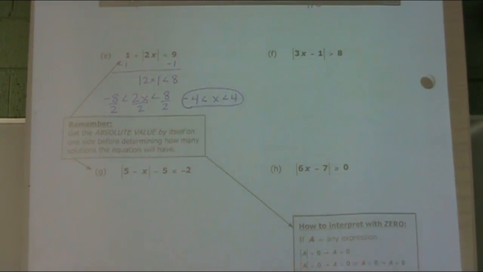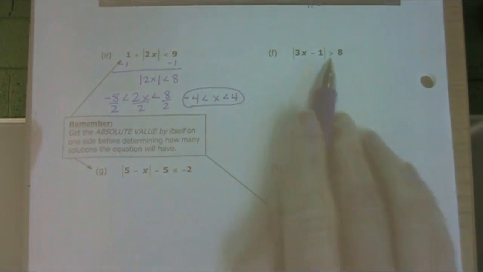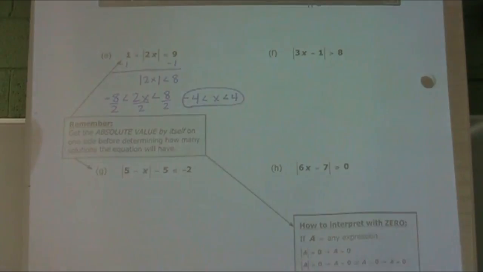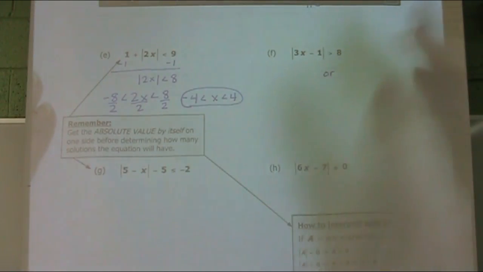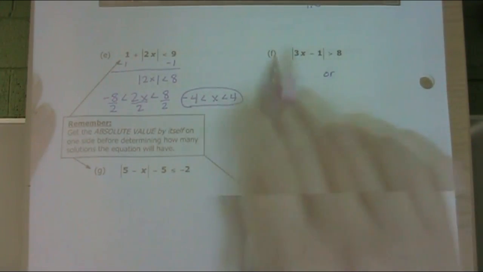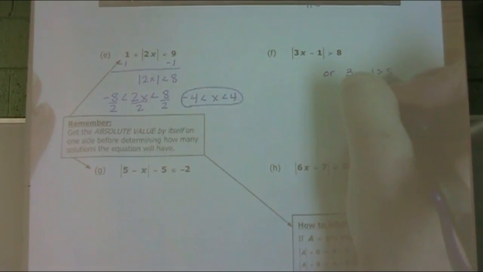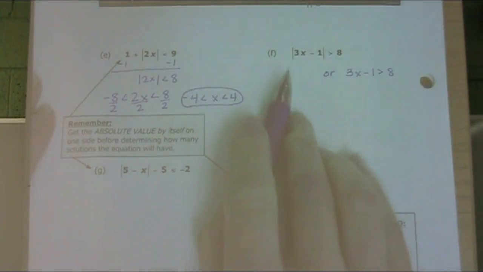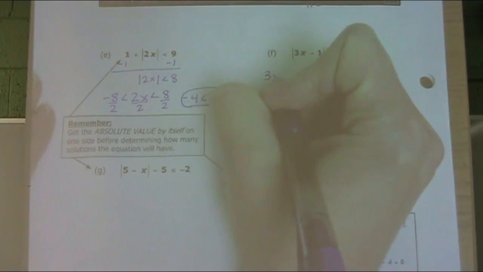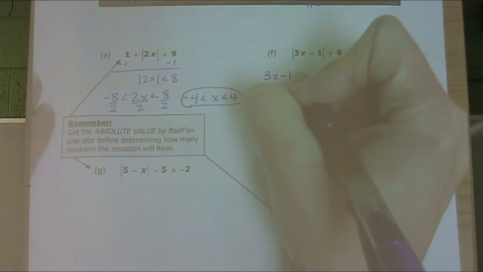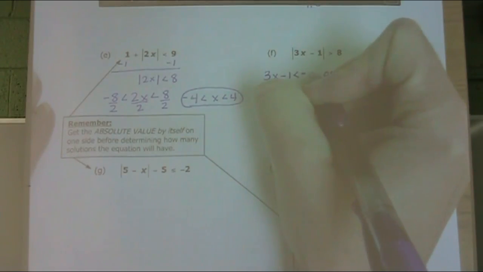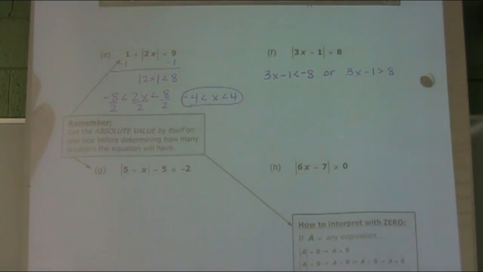All right, my next one, I have absolute value is greater than a positive number. So I'm going to have what type of solution? Disjunction. So I'm going to put in my word or. Over here, I'm going to write this same inequality minus the absolute value bars. So 3x minus 1 is greater than 8. On this side, I'm still going to have 3x minus 1. Flip the sign to less than, change the sign to negative 8.